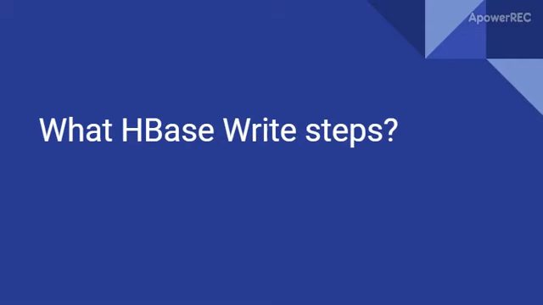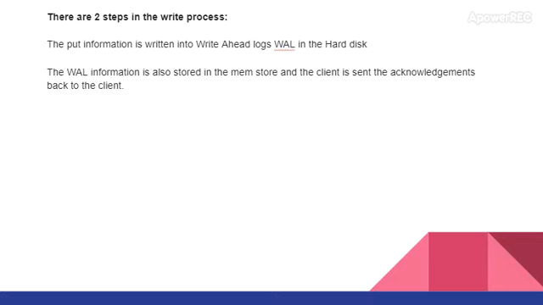Today I'll look at a very important question. What is the HBase write process? Basically, it contains two steps. One step is that information is going to be put in a log called a write ahead log. Second, information is going to be put in a memory store. And once it is put in the memory store, you get acknowledgements back. Okay, now what are these steps?